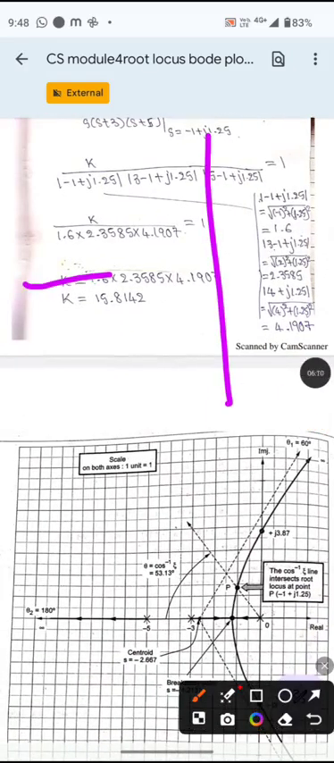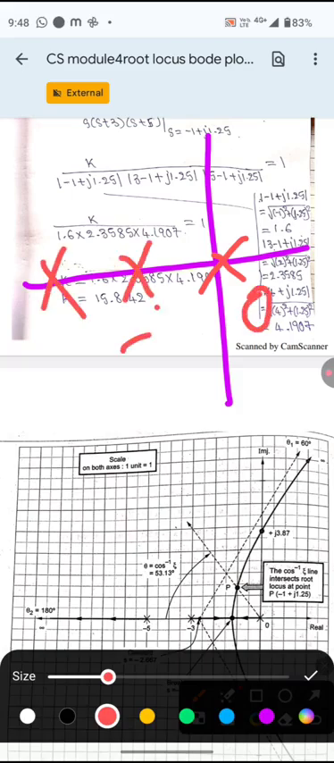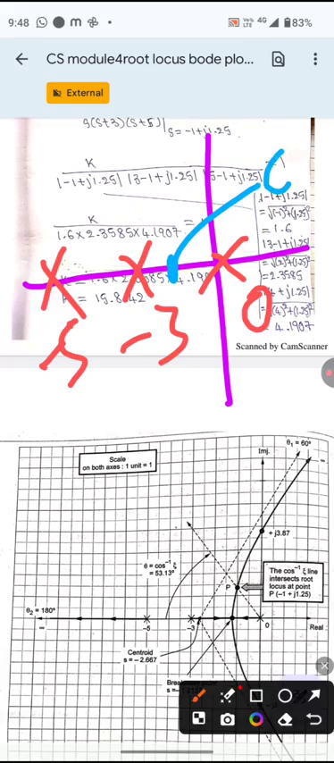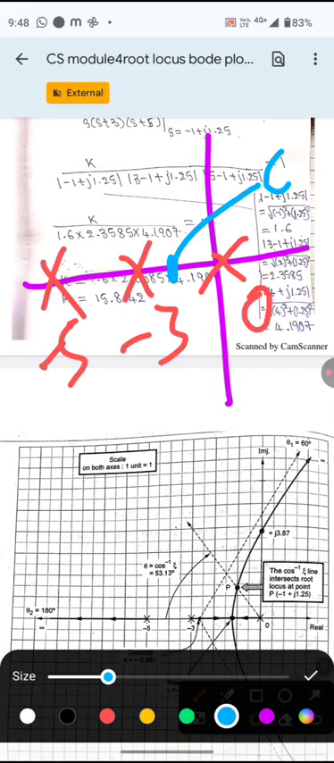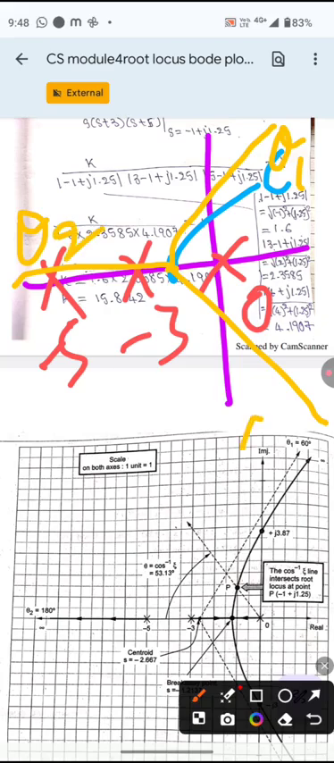Here what we need to do is first mark the poles 0, minus 3, minus 5. After that we have marked the centroid, that is the centroid value minus 2.667. Next you need to mark the theta 1 value from the centroid. Theta 1 is 60 degrees, theta 2 is 180 degrees, and then theta 3.